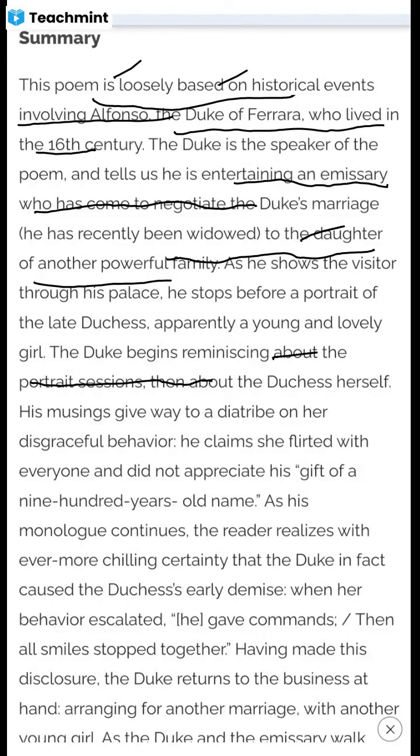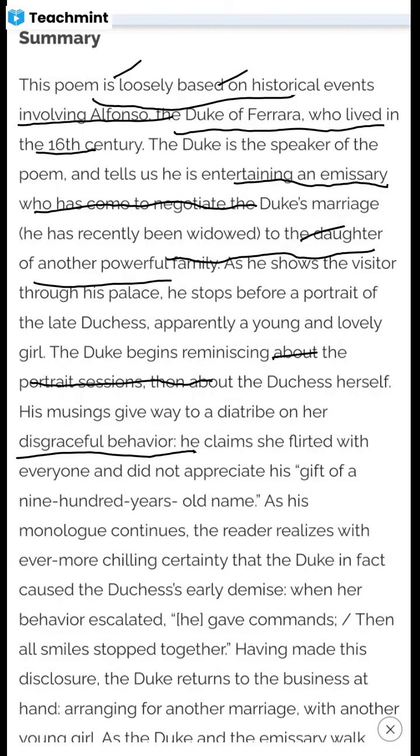Okay. So I was telling you what I was telling you. You find what the Duke tells about. The Duke just begins a portrait, and what was the portrait? The Duke begins a portrait, and just tells about whom. The Duke begins reminiscing about the portrait session, though about the Duchess herself. His musing gives way to diatribe on her disgraceful behavior. I was telling you disgraceful behavior. So you find this point here, disgraceful behavior you find.